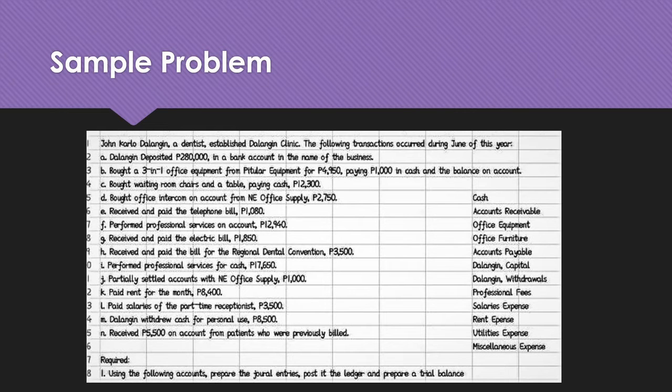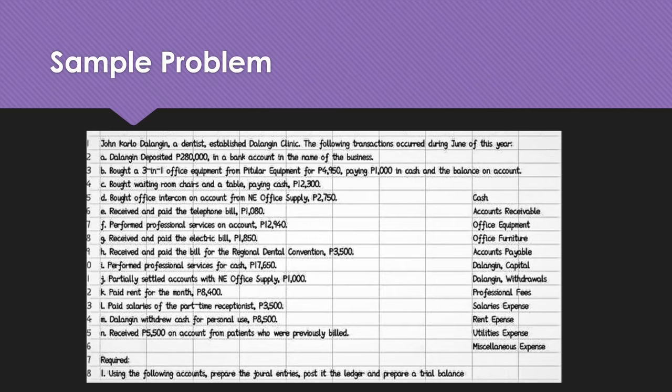Juan Giancarlo Dalangin, a dentist, established Dalangin Clinic. The following transactions occurred during June of this year. Okay, so meron siyang 14 transactions from letter A to letter N. Okay, so ano ang required?